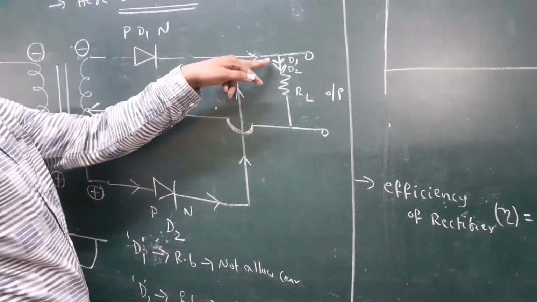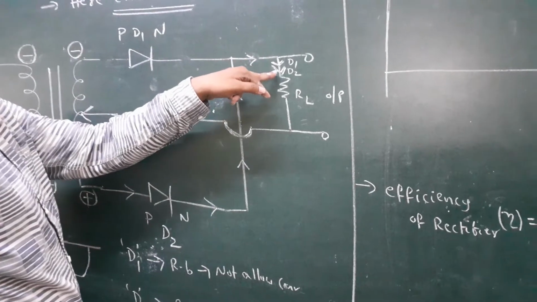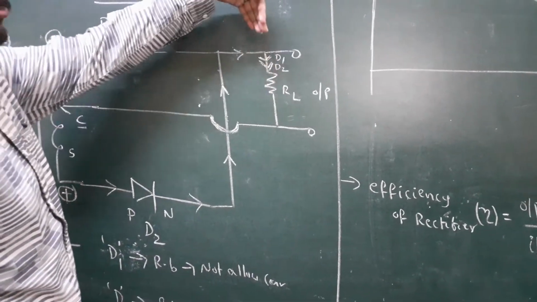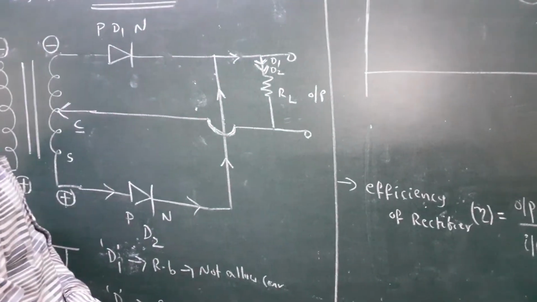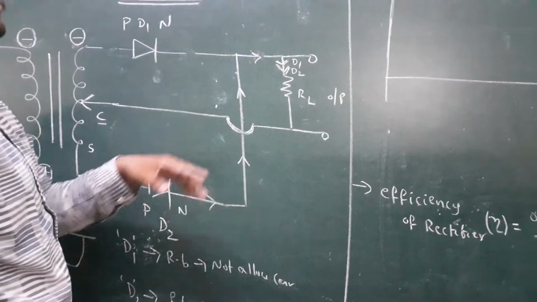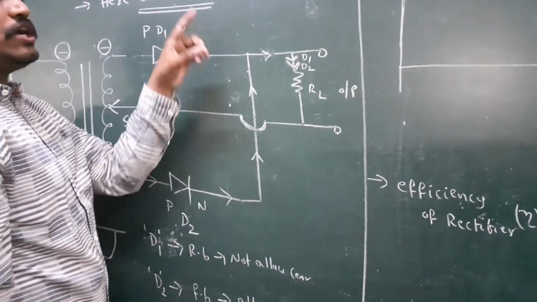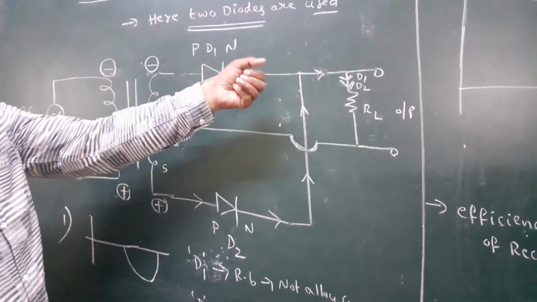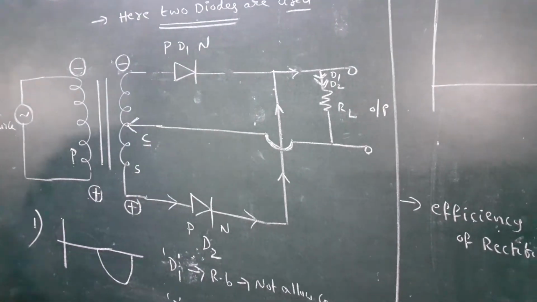During the positive half cycle, this is the direction. During the negative half cycle, this is the direction of the output. So both outputs are in the same direction, that means unidirectional. That means we take AC, and finally we get the DC output.